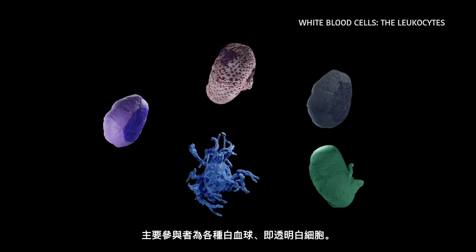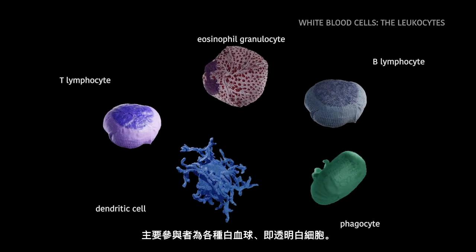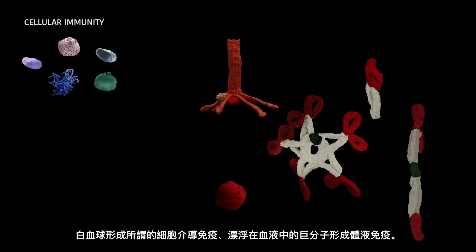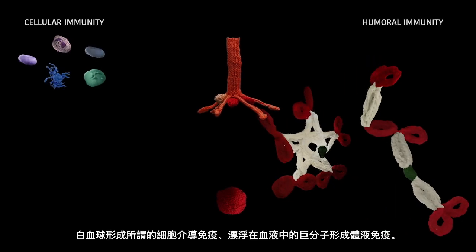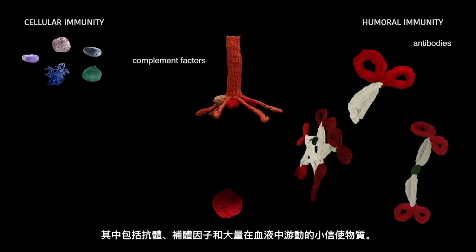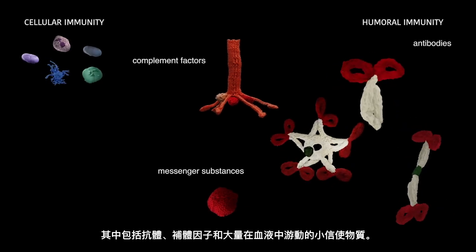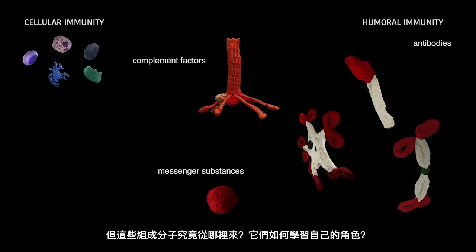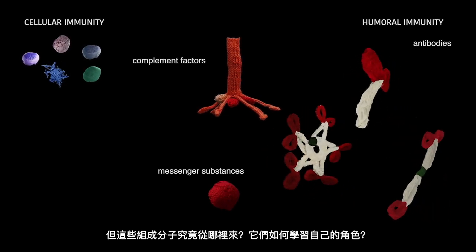The main players are the various white blood cells, the leukocytes. White blood cells form what is known as cellular-mediated immunity, and giant molecules floating in the blood form humoral immunity. These include antibodies, complement factors, and a multitude of small messenger substances that swim in the blood. But where do these components actually come from, and how do they learn their roles?